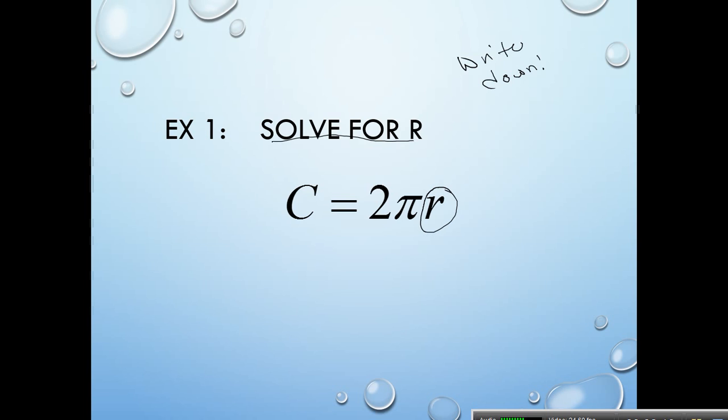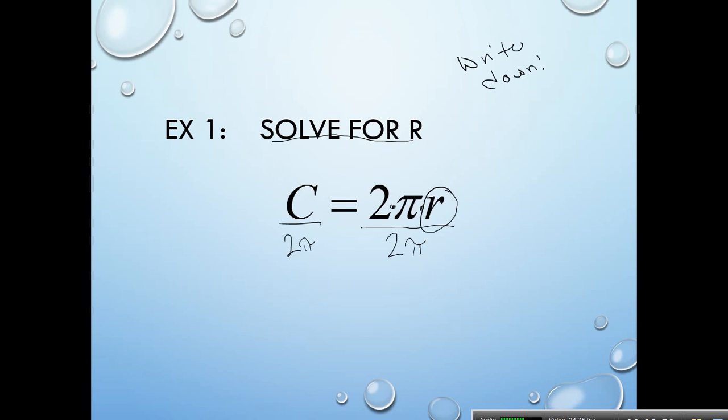I look and notice that I have this 2 and this pi and r. 2 pi looks like it's attached to r. When there are two things right beside each other, I know that means multiplication is going on. So I need to do the inverse because I need r alone. I always want r alone because that's what they want alone. To break away that 2 pi, I need to do the opposite of multiplication, which is division. So I'm going to divide both sides by 2 pi.